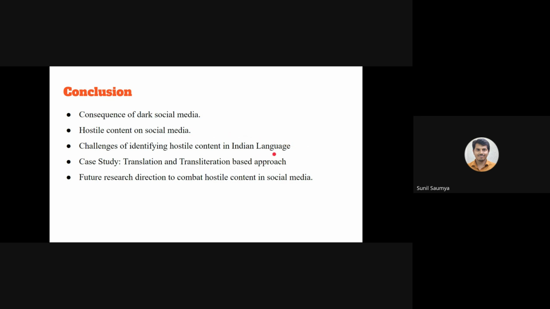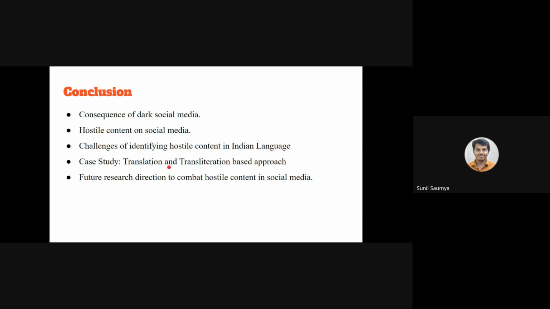And we have talked about the challenges, why it will not work, because the data set we have is code mixed, script mixed, and does not follow any structure or grammar, and that creates a problem for the models to understand the pattern in the data set, right? That we discussed. And through one case study, we understood how to handle such kind of data set, where the proper structure or proper grammar is missing. And we talked about the translation and transliteration based approach for that.